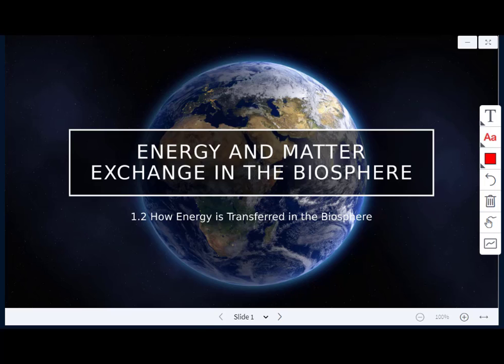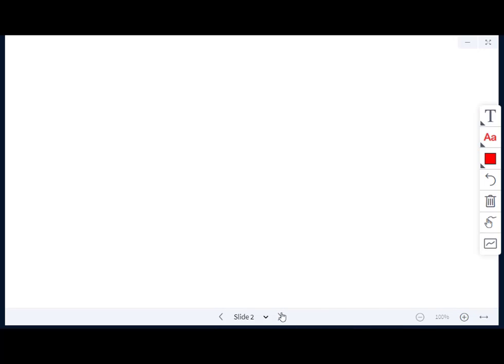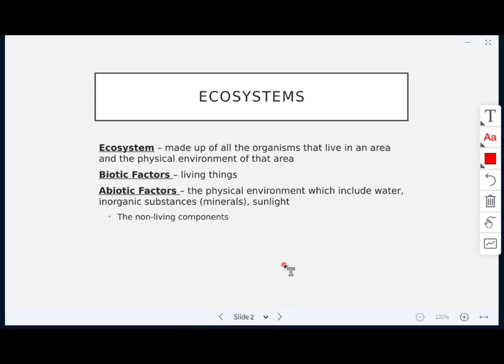All right, so this lesson today is on 1.2, how energy is transferred in the biosphere. So just some review of some terminology. Ecosystems are made up of all the organisms that live in an area and the physical environment of that area. So basically, ecosystems are the living components and the non-living components of an area. So that's what it means by the physical environment of that area.